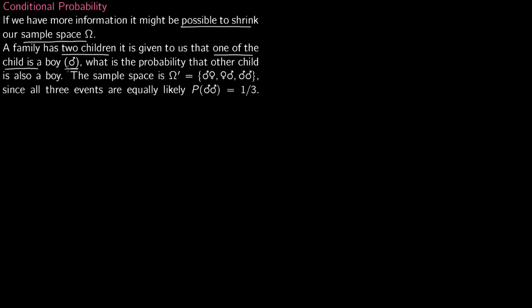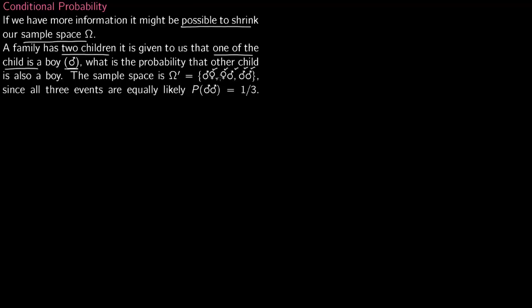So this is the symbol for a boy. The question is, what is the probability that the other child is also a boy? Now the sample space changes because we are given information of having a boy. So the sample space now is: the first child is a boy, the second child is a girl. So this is the symbol for the girl. The first child is a girl, the second child is a boy, and the first child is a boy and the second child is also a boy.